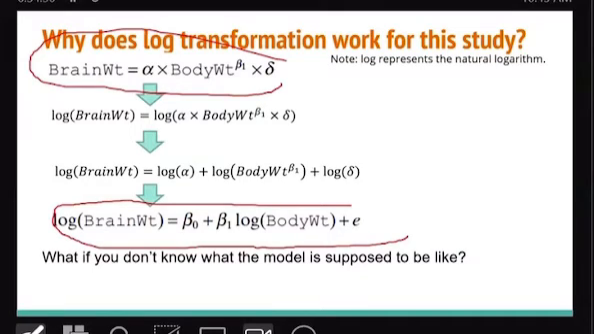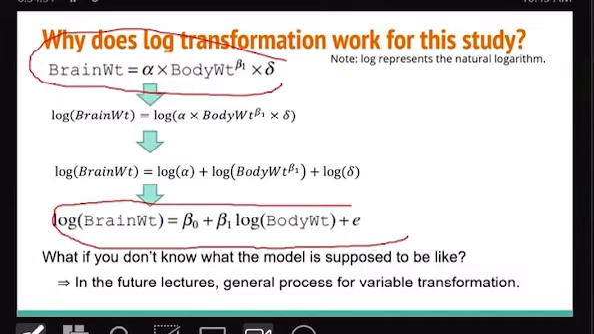Okay. But what if you don't know what the model is supposed to be like? Then try possibility. Does that make sense? That's how you try possibility. But if you don't want to waste your time, focus on the skewness. Does that make sense? Because there are going to be so many. Okay. And that was what I said. In a future lecture, the general process of variable transformation will be discussed.